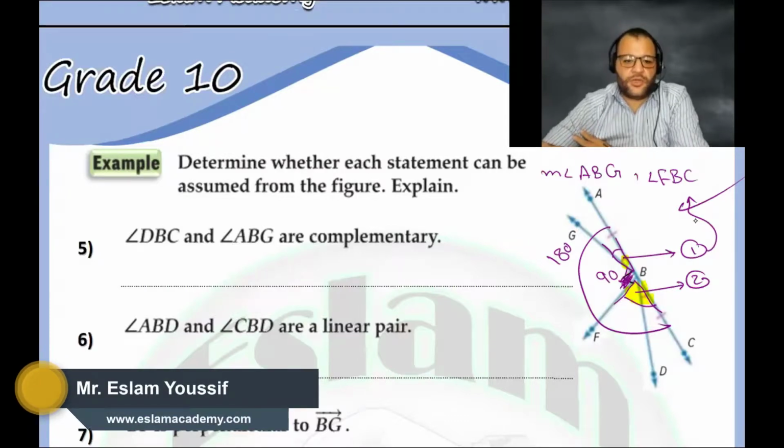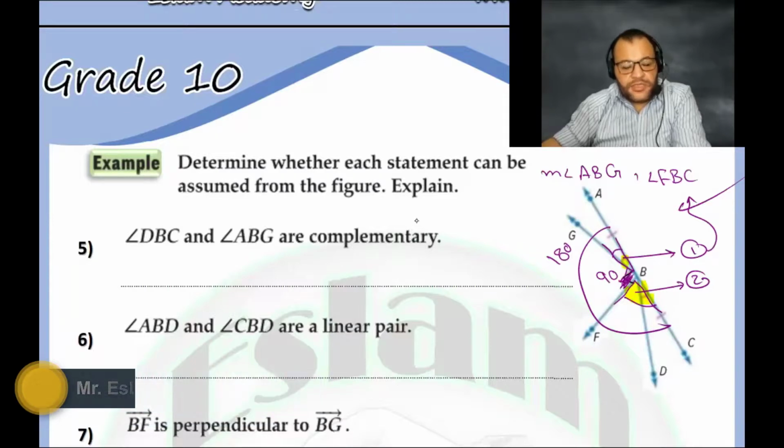Yes. So can we say that DBC and ABG are complementary? No.